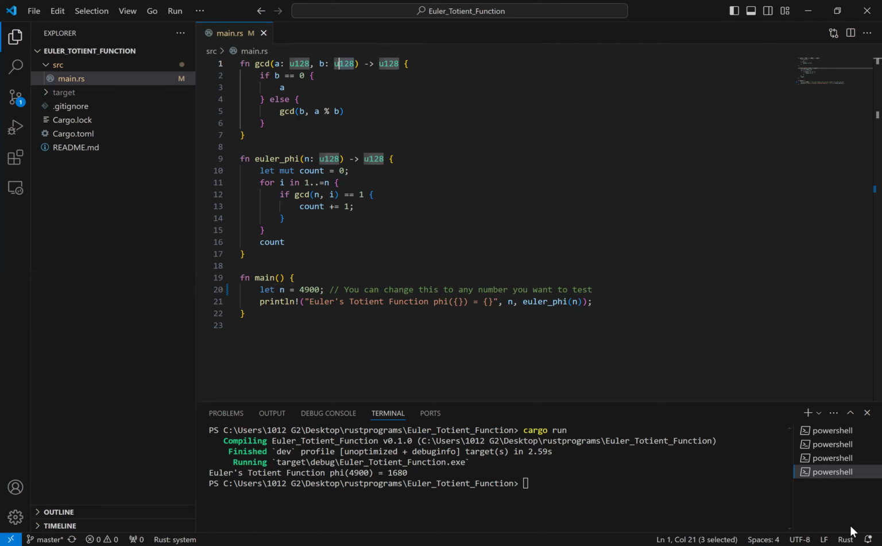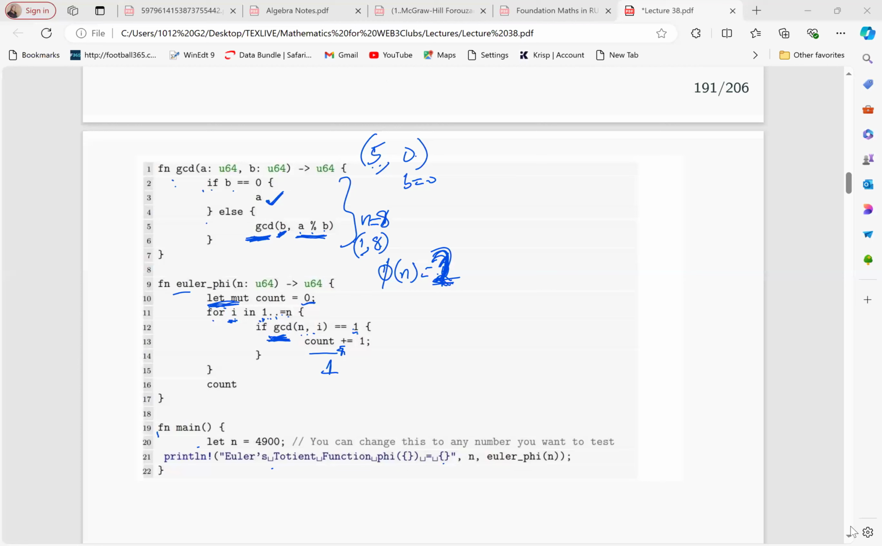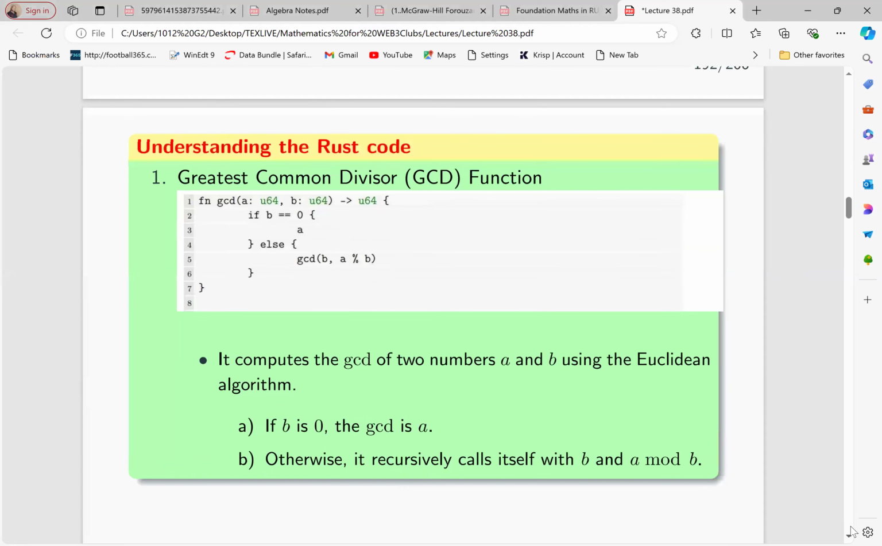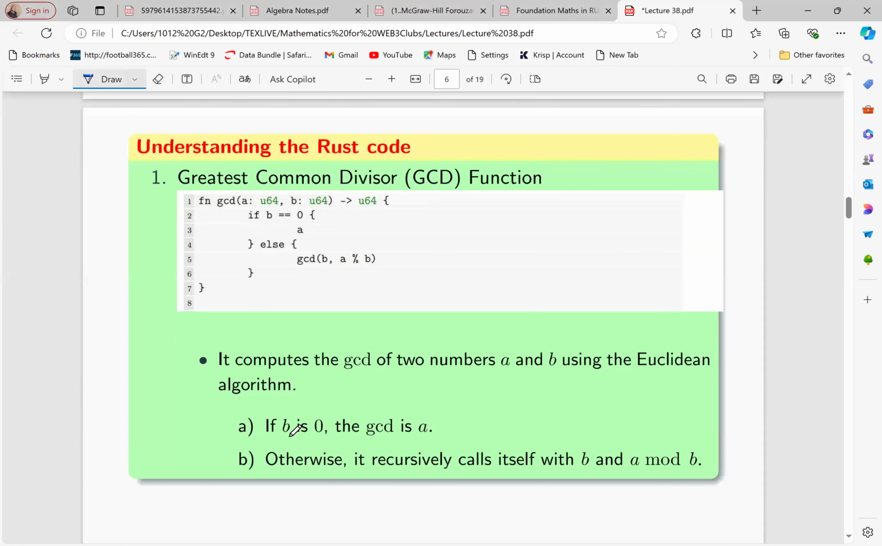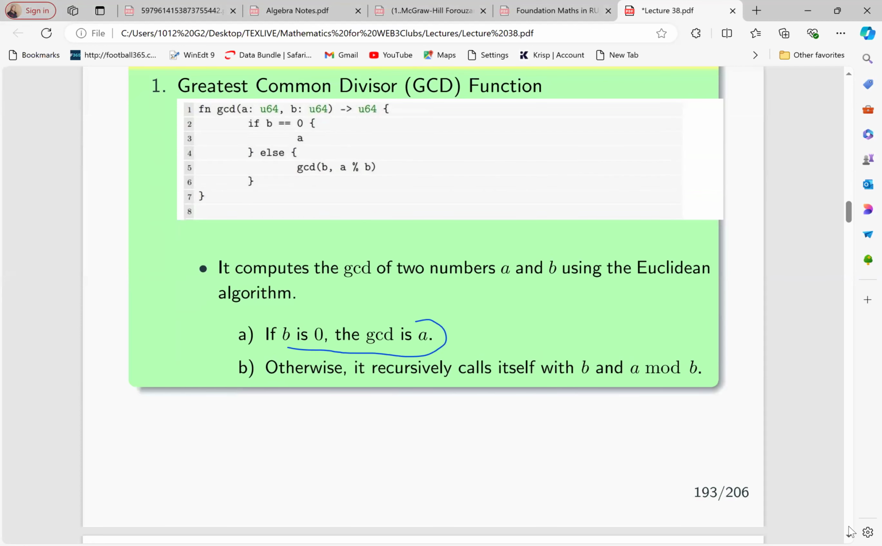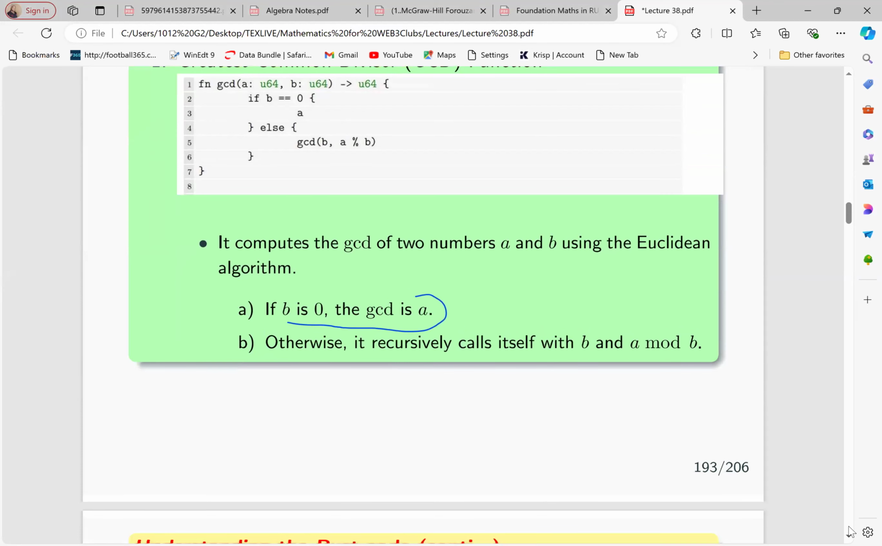Now, of course, I've explained how the program works. I tried to break it down, and I've already explained that. I've already said that the GCD function would check the first thing: if B is 0, then it will return the GCD. And if B is not 0, then it will go through the recursive call and find the GCD.